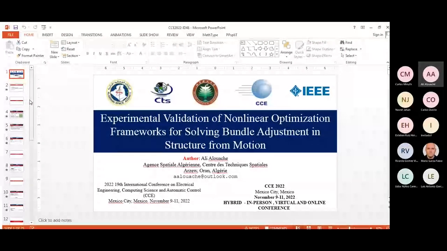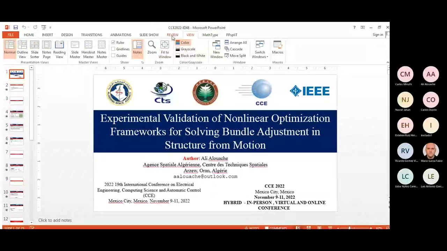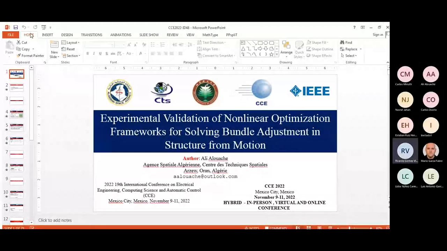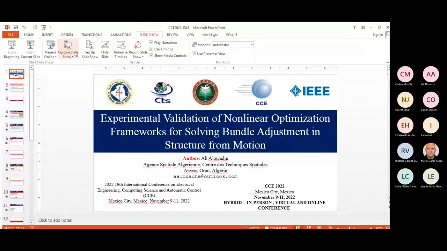We can see. But I have some animations. I should play the animations also in the PowerPoint. I have some animations in the PowerPoint. Okay. In the menu, in a slideshow. Slideshow, okay. Start from beginning. Is it okay? You cannot see the presentation? No. Something is wrong here.